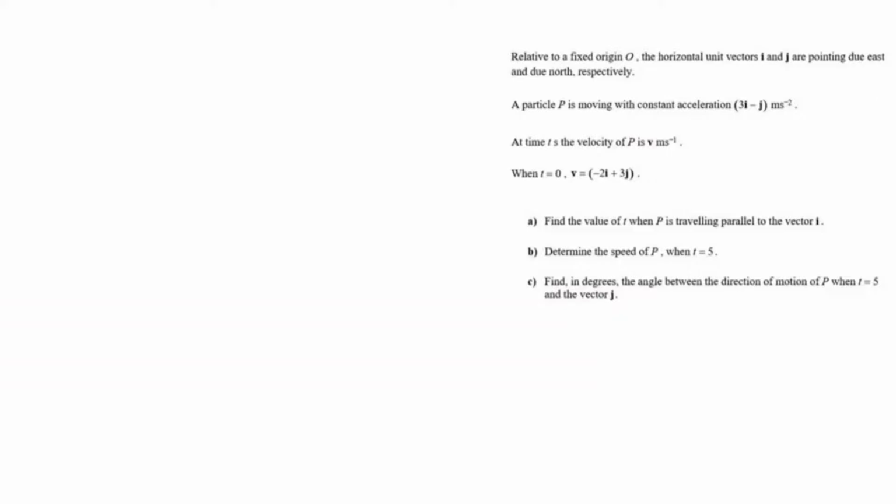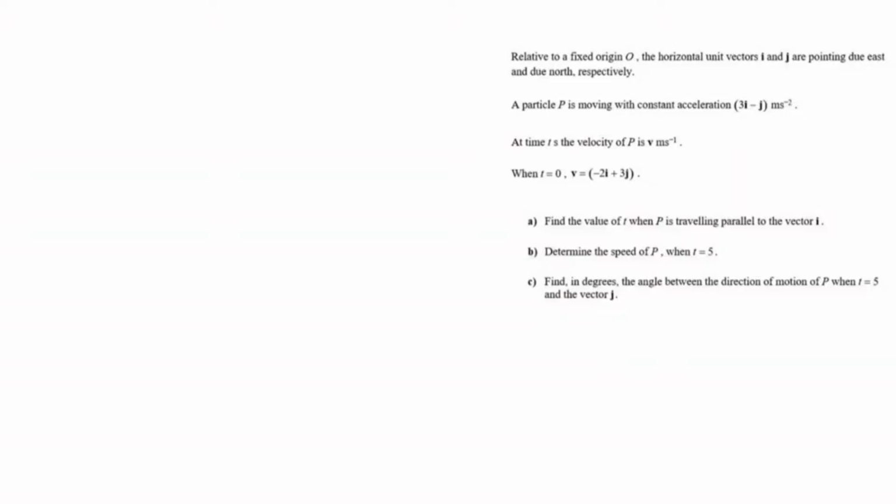The next one does tell us that when t equals 0, v equals negative 2i plus 3j. This is another one where you need to be careful. When t equals 0, that's the beginning of the journey, and we know the velocity at the beginning of the journey, we usually call that u. So as much as this has told us v, we know that this is a vector for u, the initial velocity. Okay, so just some things to be confident on as we're reading through the question in the first instance.